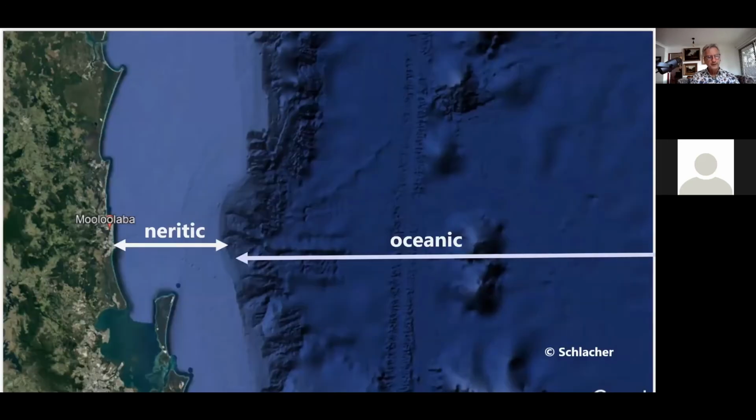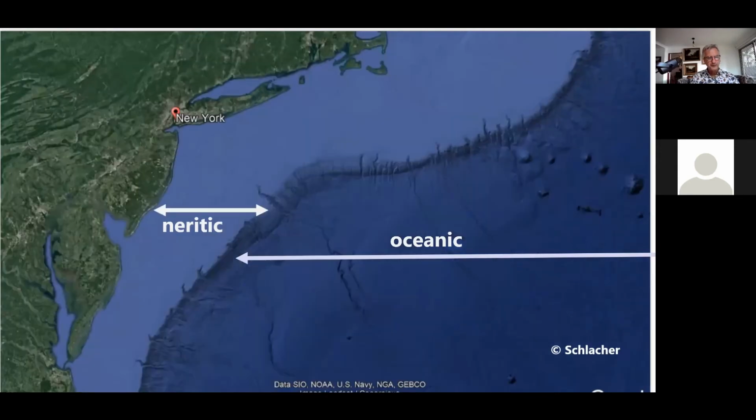Hang on. So essentially, here we have, if you go out from Mooloolaba, about 30 miles, there's a very, very distinct shelf edge where it goes from about 40, 50 to 100 meters right down to about 4,000 meters. You might say, well, that's only basically in Australia because we're an island.